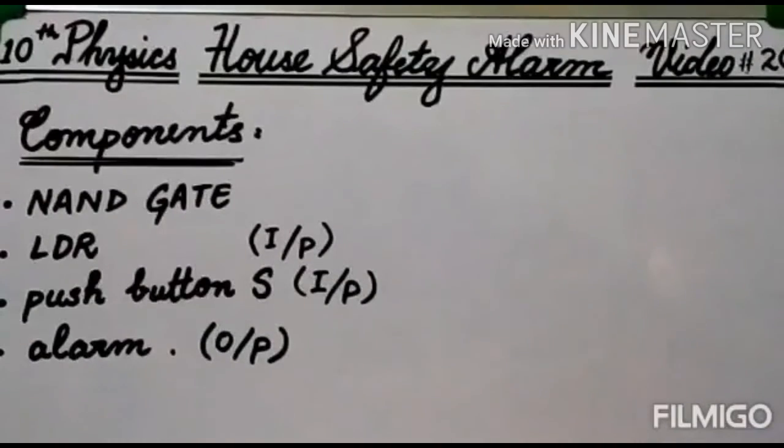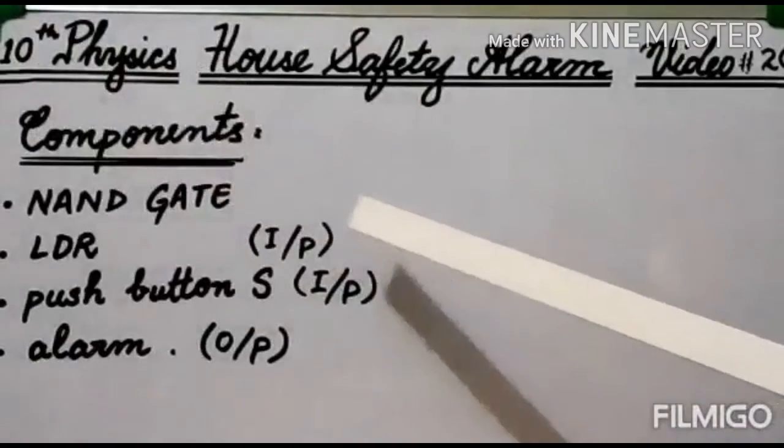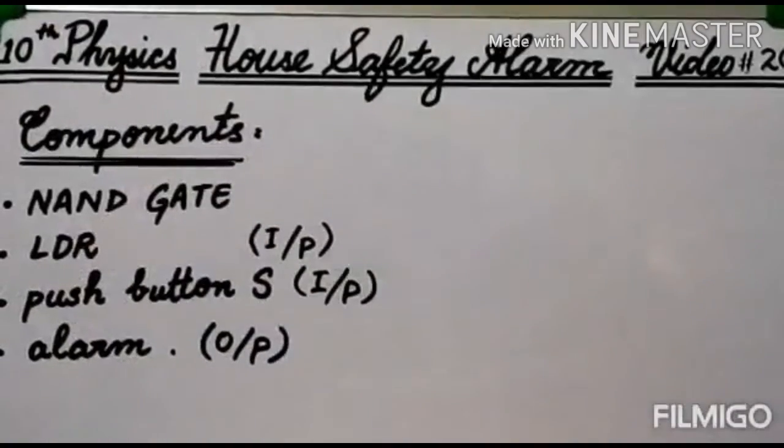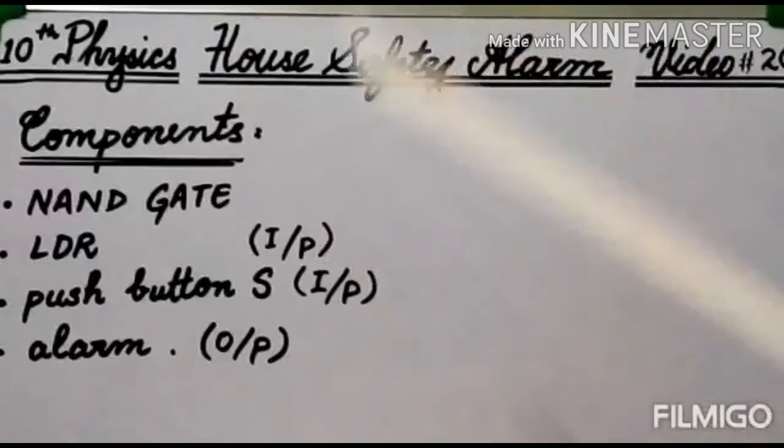Now, what are the components required? We require one NAND gate, an LDR. What is an LDR? This is a light dependent resistance, and it acts as a switch that is closed when illuminated by light and open in the dark. It means if light is falling on the LDR, it will be closed. Otherwise, if darkness is there, it will be open. Or in presence of light, this input will be 1, and in absence of light, this input will be 0.